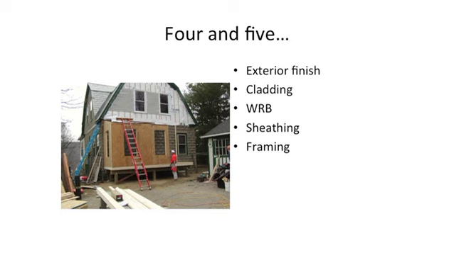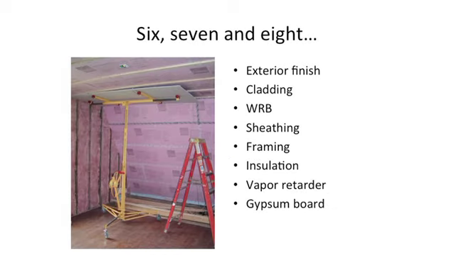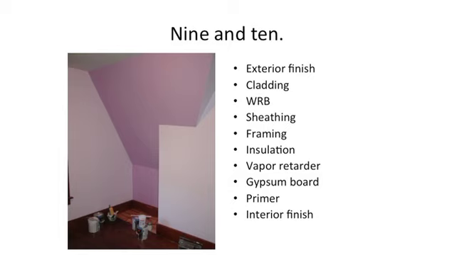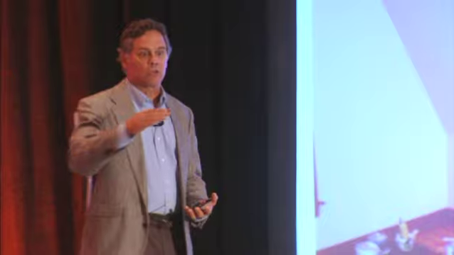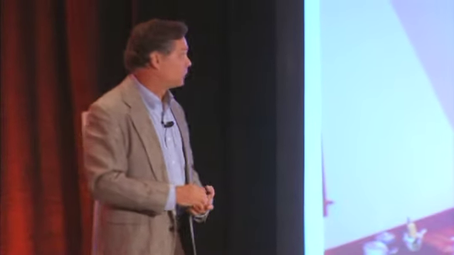I'm up to 5. We go to the inside of the building. We add insulation, the vapor retarder, and the gypsum board. 6, 7, and 8. And then finally, we add the primer and the interior finish. 10 layers in a typical wall. And when I do this exercise with builders, we spend about 20 minutes doing it. And we generally get ranges from 4 to 12, right? And there's a lot of surprise with this.